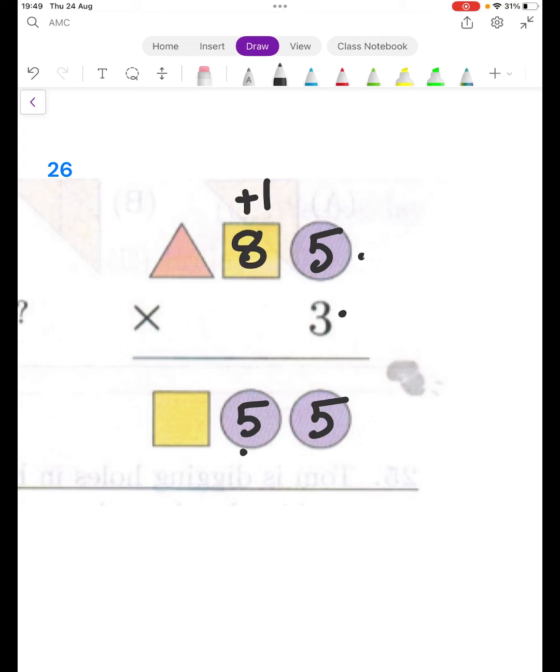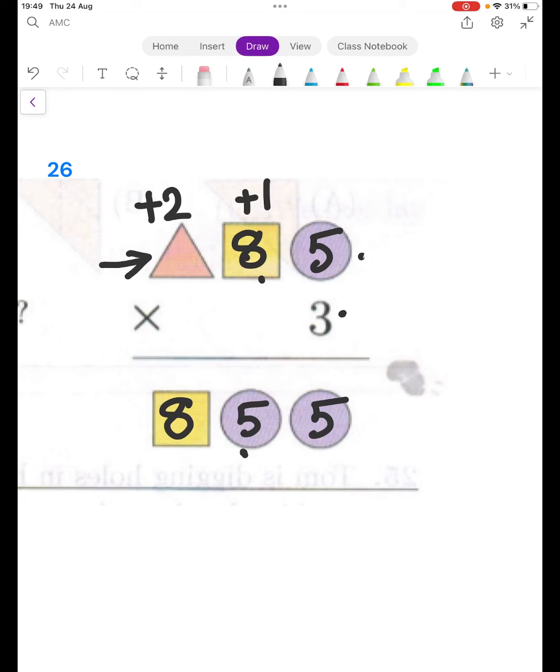So there was an exchange of 1 here, and we just found out that 8 should be the digit here. So 3 times 8 is 24, plus 1 is 25. 5 goes here, and 2 goes exchange on the hundreds column. Now again, we found our square is 8, so the answer here has to be 8.